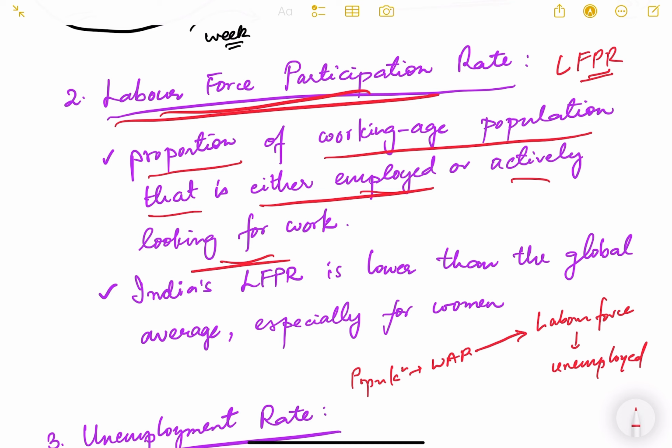Okay, so this is a percentage of the working age population that is either employed or actively looking for work, meaning employed plus unemployed, divided by the total working age population, multiplied by 100. This is the percentage labor force participation.